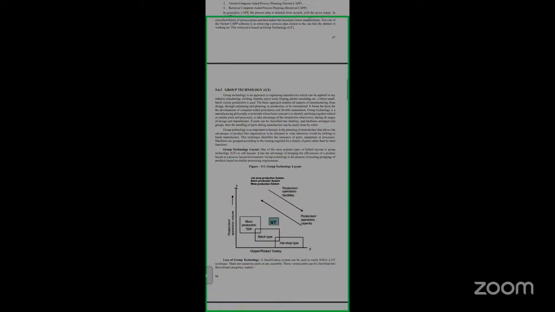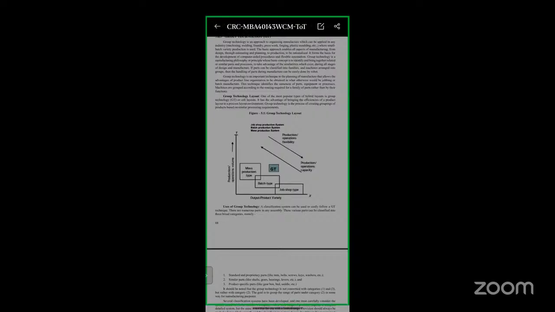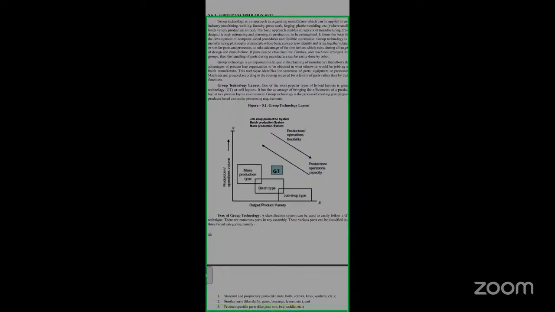And group technology: how the process takes place in group technology is explained with the help of this layout. You can look here: on the x-axis is output or product variety, and on the y-axis production or operations volume, and they have given mass production type, batch type, and job shop type.